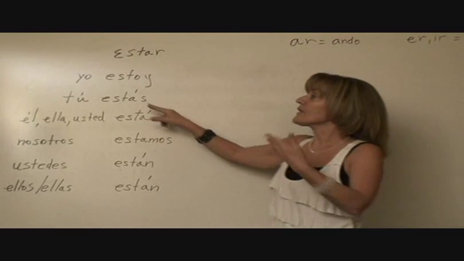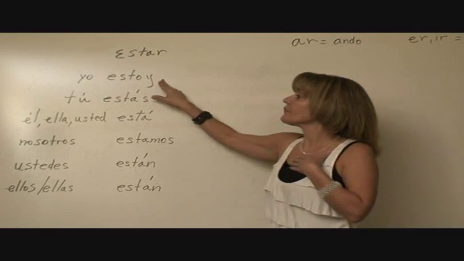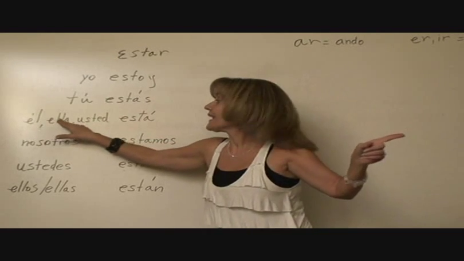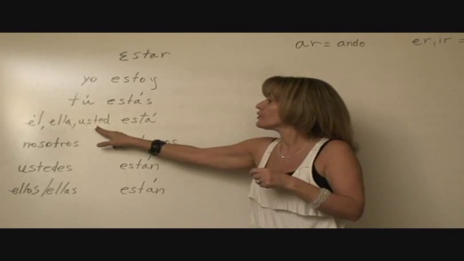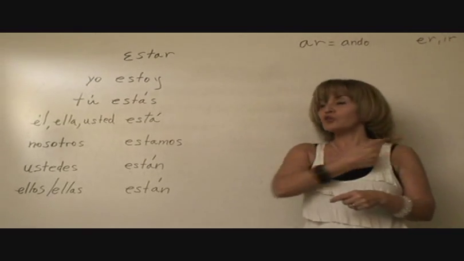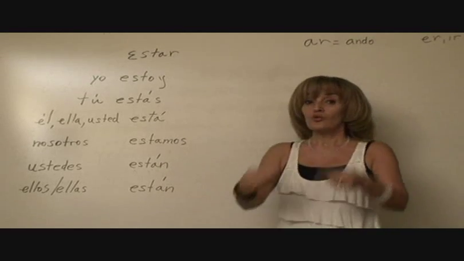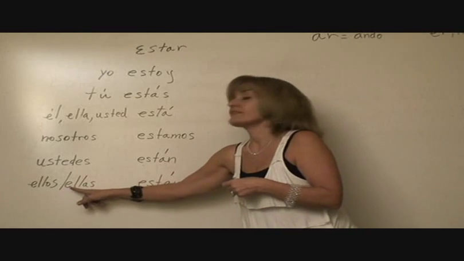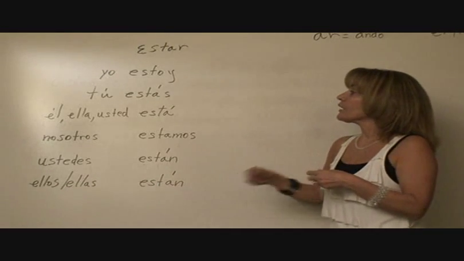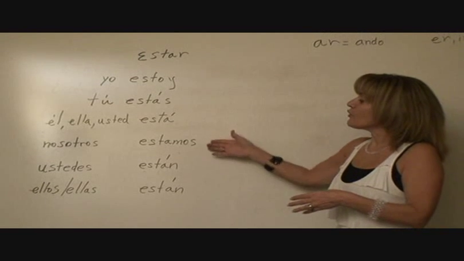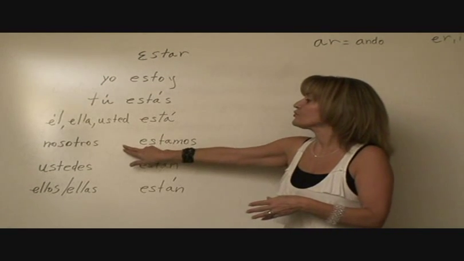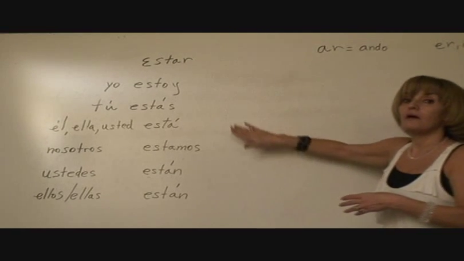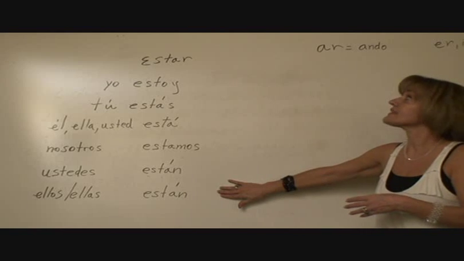And as a reminder, the yo form is estoy, tú estás, él, ella, usted, you formal, está, nosotros, estamos, ustedes, you guys, están, ellos, and ellas están. Notice that every form except the yo form and the nosotros form has an accent mark. That is the first part for this lesson.